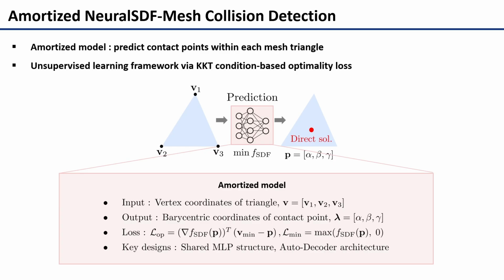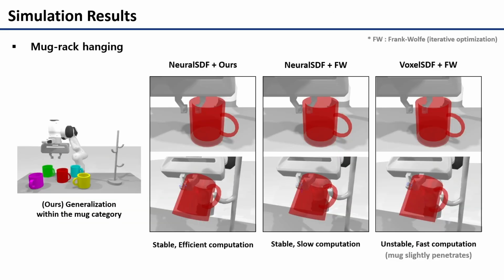We design a loss function based on the KKT optimality conditions of the original optimization problem, which minimizes the SDF. This loss enables unsupervised learning. Our network consists of a shared MLP and an auto-decoder architecture. These are the simulation results and comparisons.